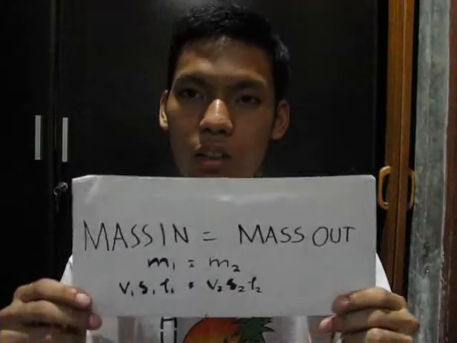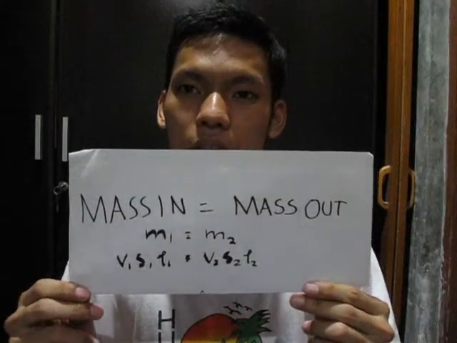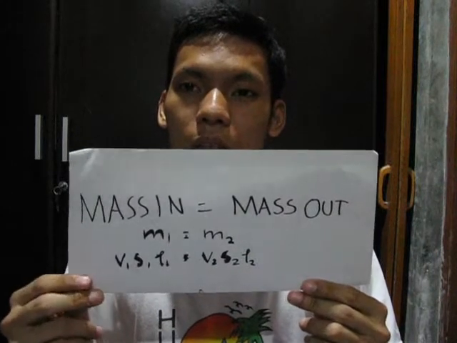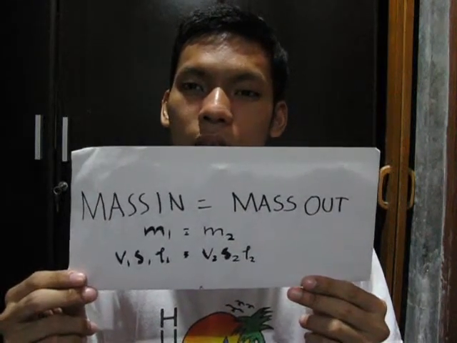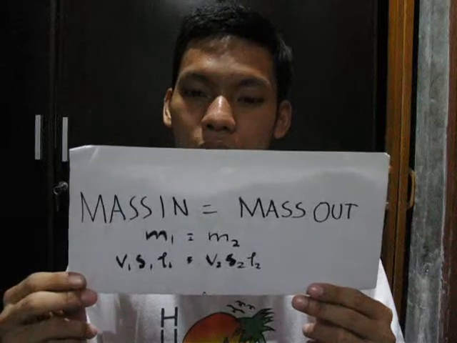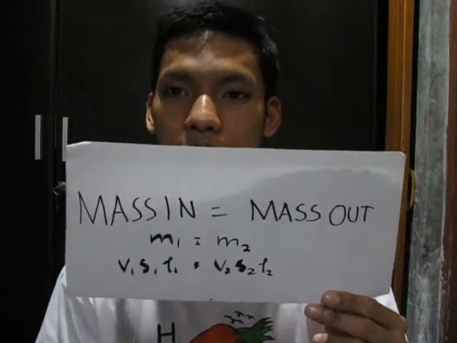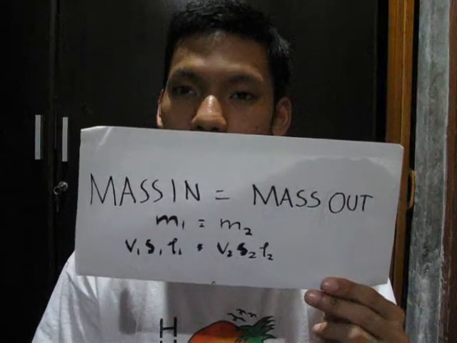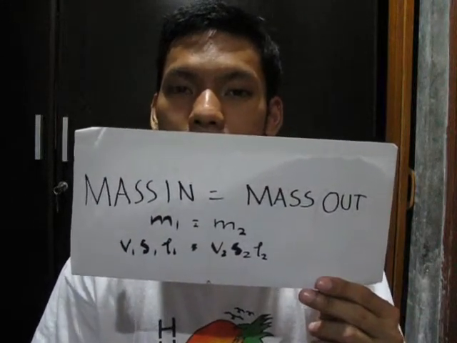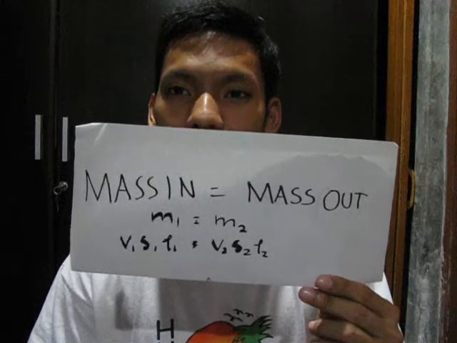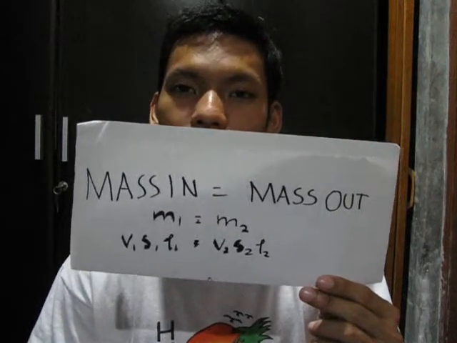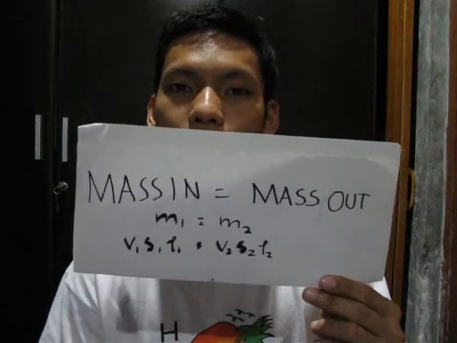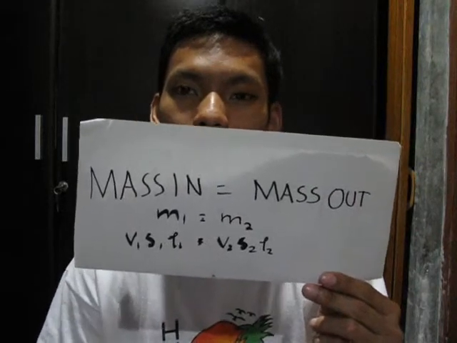In the continuity equation, you can see mass in equals mass out, or the mass rate entering is equal to the mass rate going out. And you can see here m1 equals m2, and if we expand the formula, v1 times S1 times rho1 equals v2 times S2 times rho2.